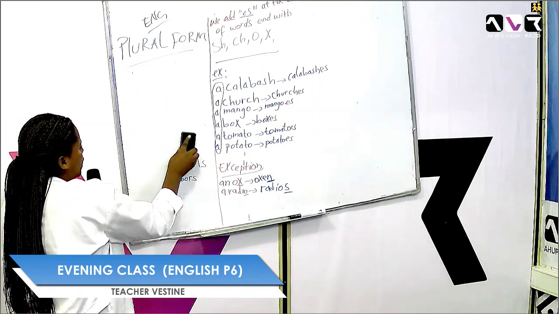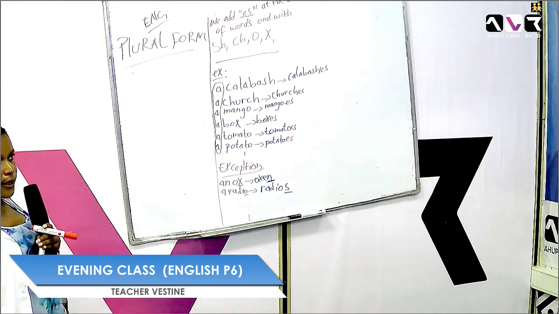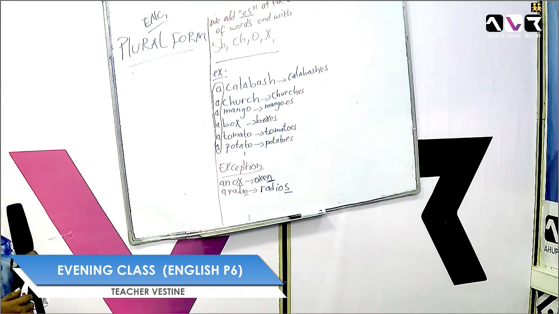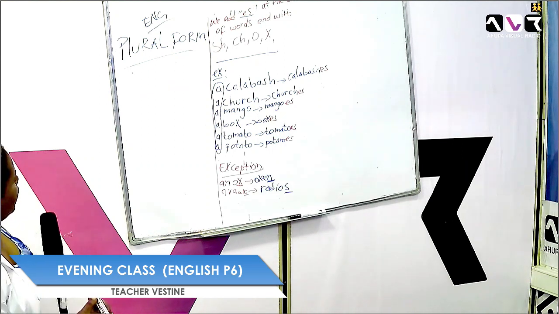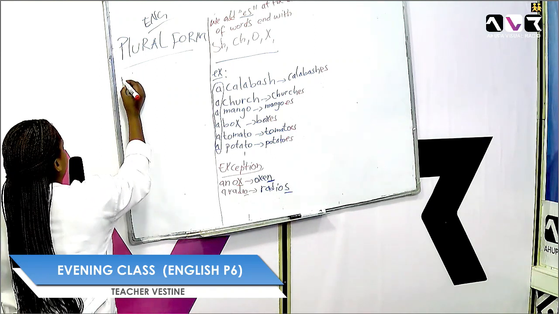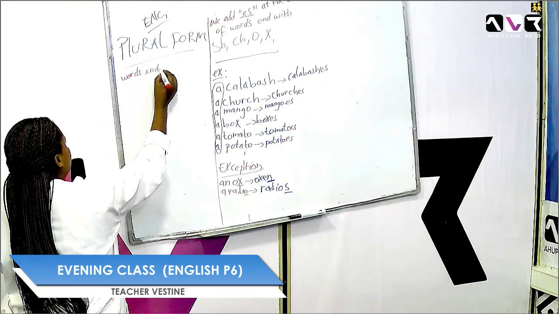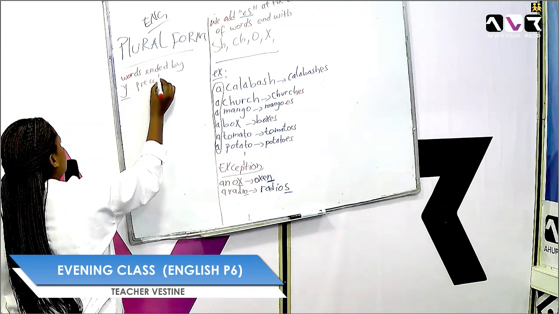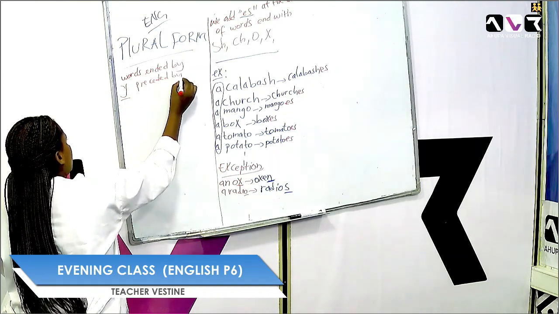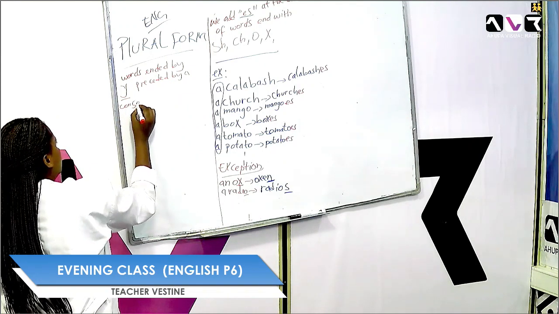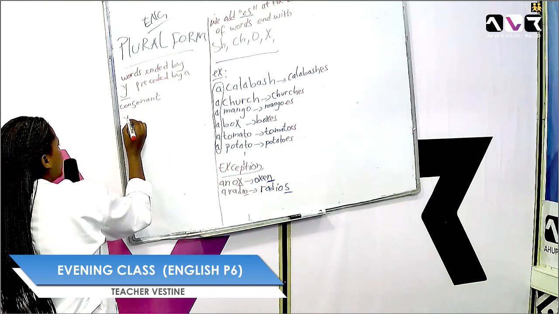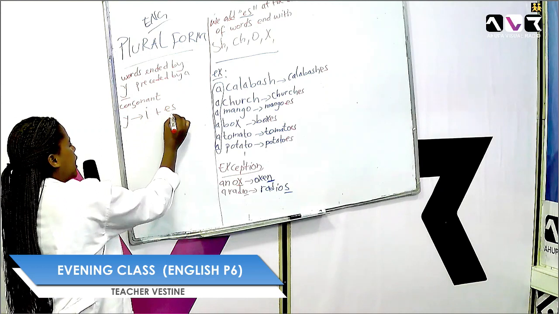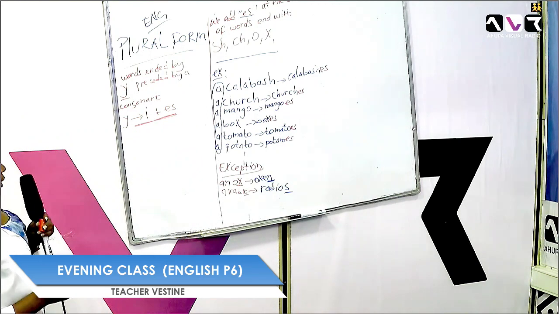Then we have another one, for the words which end in Y, but that Y is preceded by a consonant. Words ended by Y, preceded by a consonant: this Y changes into I. Then after, we add ES for indicating the plural form.